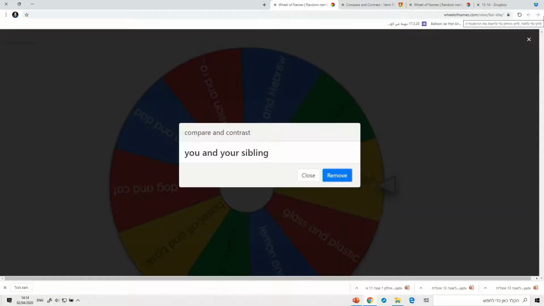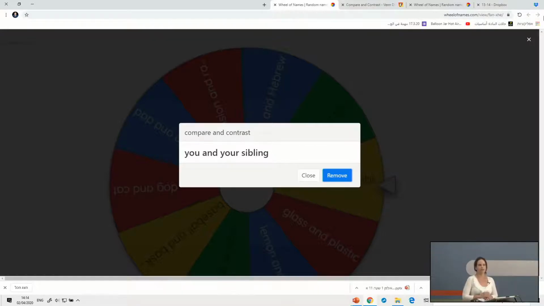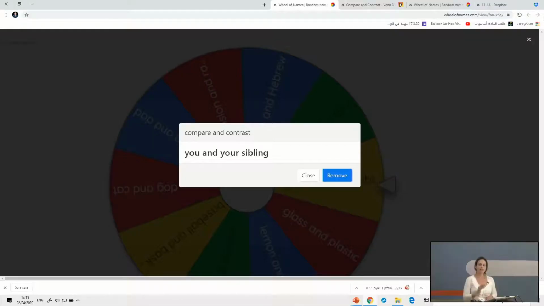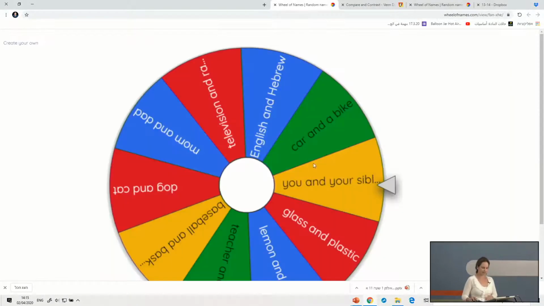Okay, compare and contrast you and your sibling. Now, I just wanted to remind you that the word sibling means your brother or your sister. So here they want us to compare and contrast me to my brother or to my sister. So, okay, well, I have a brother, and how are we similar? We're similar in that we both have the same parents, and we're different. I can contrast us by saying he is older and I am younger. Let's try to spin again and see what we get.